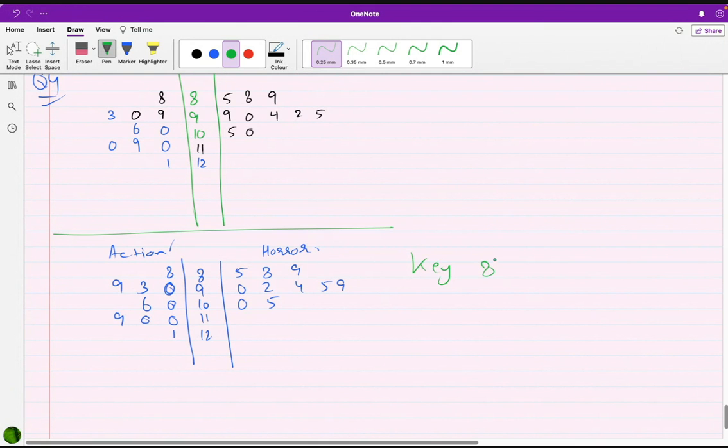We say that 8 slash 5 is equal to 85. And on the left hand side, let's say 0 slash 9 equals 90.